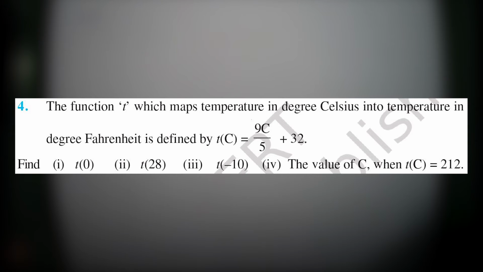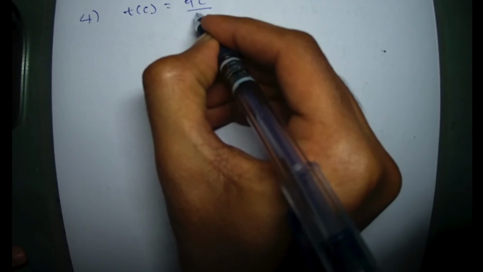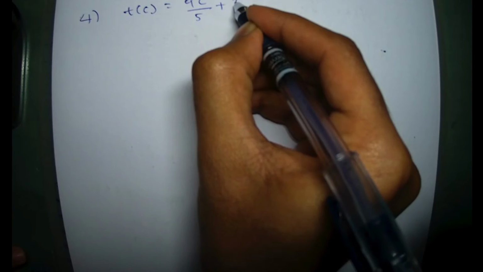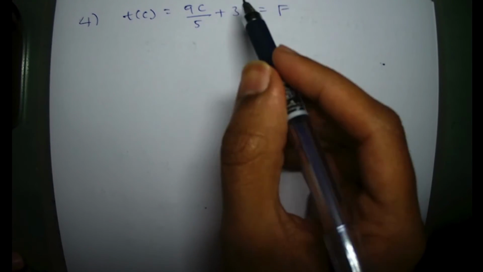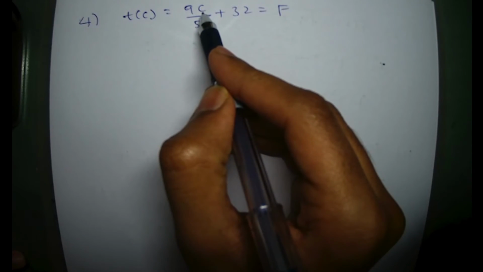So coming to the fourth question, the function T which maps temperature in degrees Celsius into temperature in degrees Fahrenheit is defined as T of c is equal to 9c by 5 plus 32. We have to find T of 0, T of 28, and T of minus 10. And the fourth part is the value of c when T of c is 212. So it's been given that T of c is equal to 9c by 5 plus 32, which is equal to F. So F here is temperature in Fahrenheit and c here is temperature in degrees Celsius.